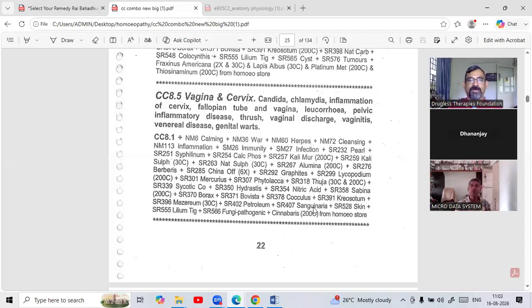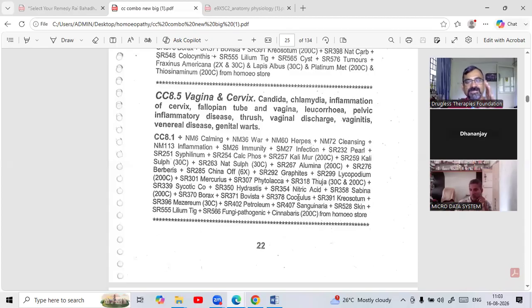And you can even use a single biochemic remedy. Suppose you want to give the biochemic remedy, what are the remedies to be used? Calcarea phos, kali mur, kali sulf and natrum sulf. These are the four remedies given for the biochemic support. And also you see what gem remedies are used in this combination. What is the gem remedy used here? Pearl. You can use the pearl remedy.